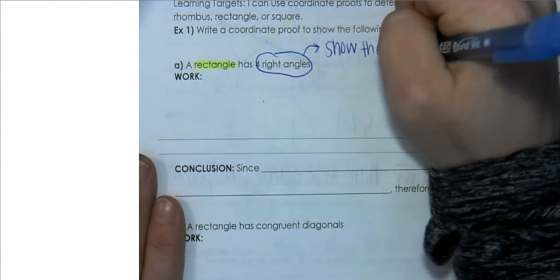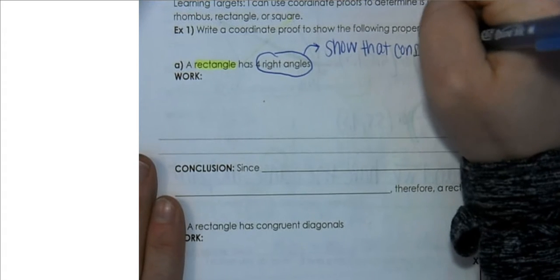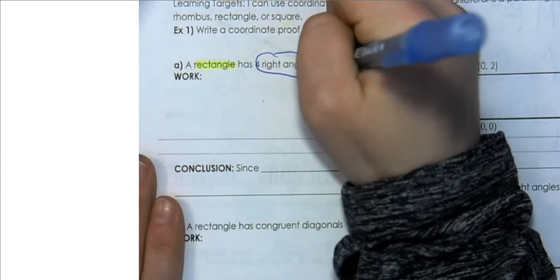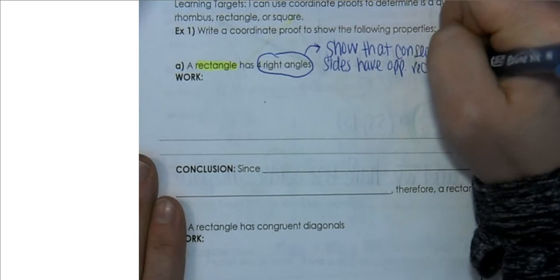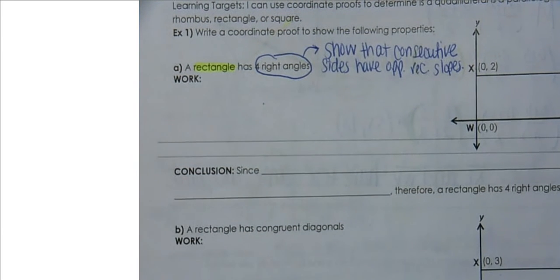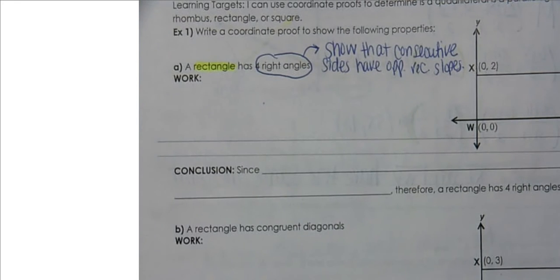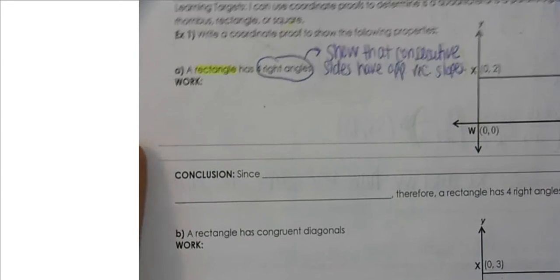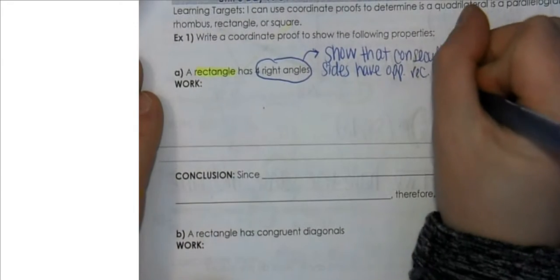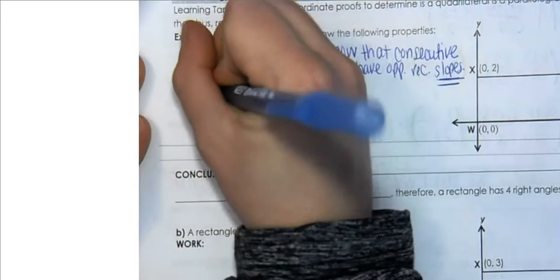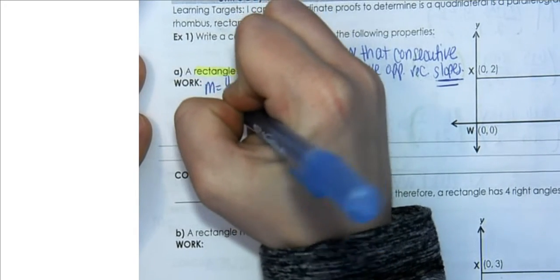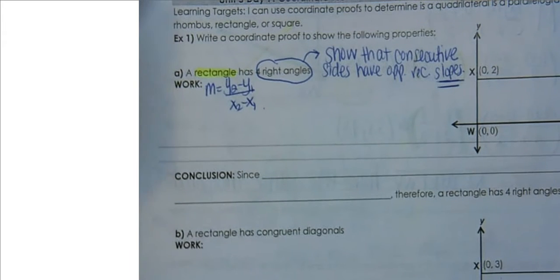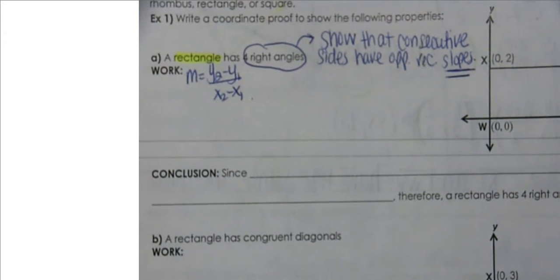that consecutive sides, meaning the sides that touch, have opposite reciprocal slopes. That's what we need to show. And whenever we do a coordinate proof, we always start off by identifying the formula that we plan to use. Since we're working with slopes and we want to analyze them, we're going to be working with the slope formula. So I'm going to write m equals y2 minus y1 divided by x2 minus x1. This is a requirement for all proofs, that you make sure you identify that formula.